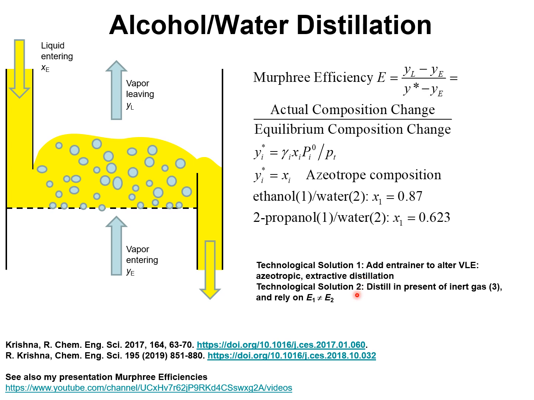I want to discuss today a different technological solution, that is to distill in the presence of an inert gas and rely on the fact that the Murphy efficiency of component 1, alcohol, is different from the Murphy efficiency of component 2, water, component 3 being the inert gas. And this difference in the Murphy efficiency leads to separation of mixtures of azeotropic composition.